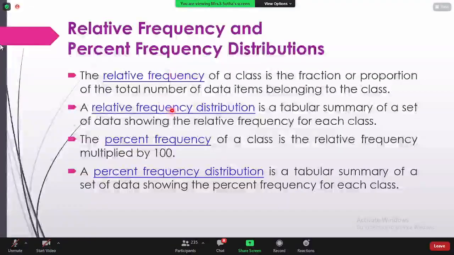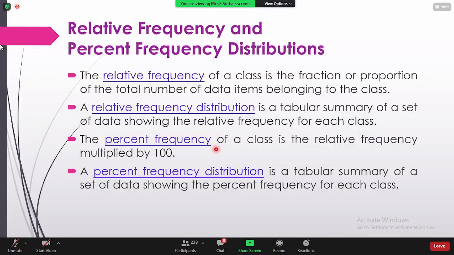And then relative frequency distribution means it is a tabular summary of a set of data showing the relative frequency for each class. The frequency distribution shows the frequencies for each and every class. The relative frequency distribution shows the relative frequencies for each and every non-overlapping class.